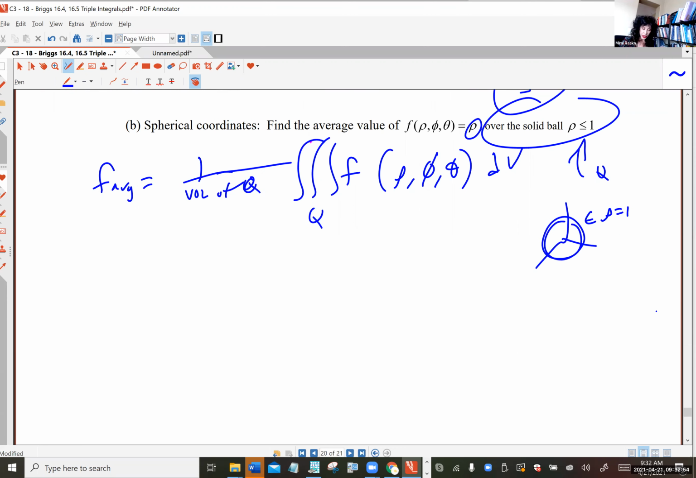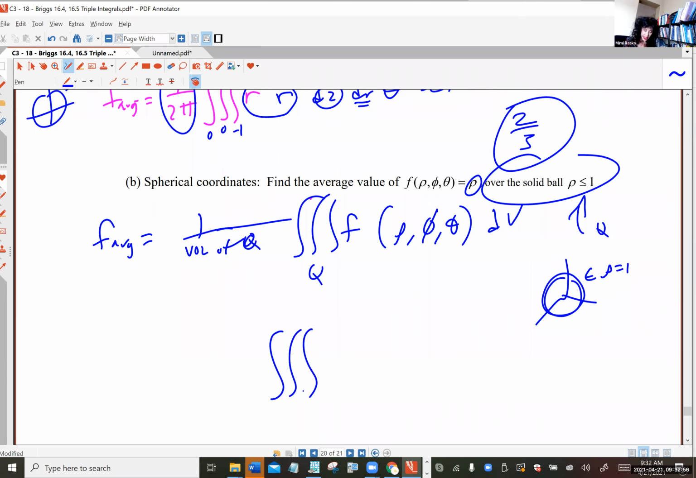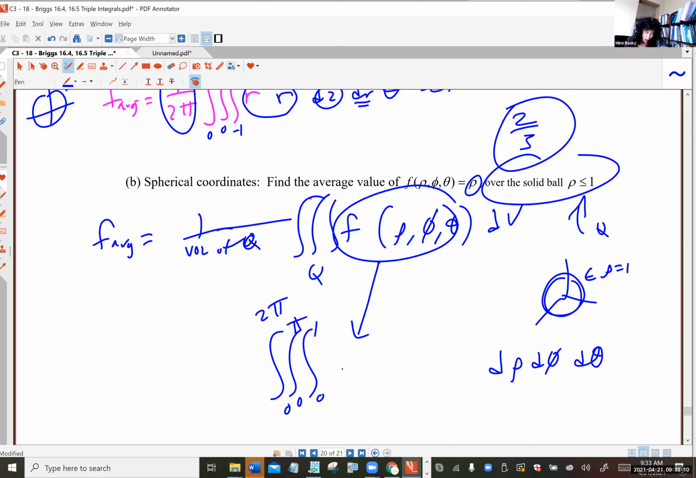So what does that mean? Well, all your limits are going to be super easy to get. If I go d rho, d phi, d theta, theta is going to go 0 to 2 pi. Phi is going to do the full range, 0 to pi. Rho is just 0 to 1. They gave you this F, it's just rho. And then your volume element involves rho squared and sine phi.